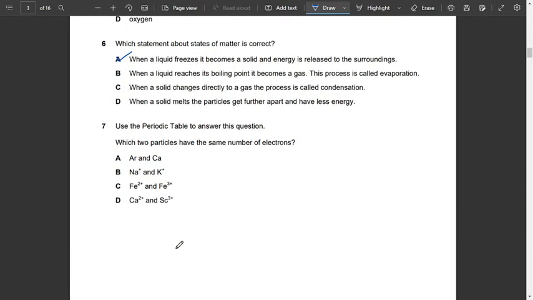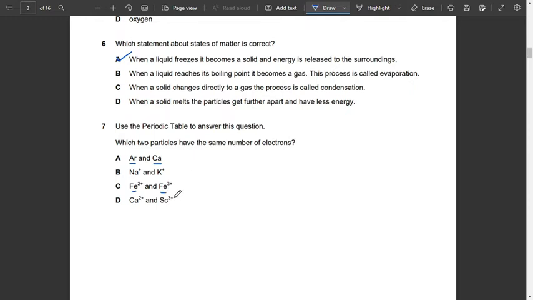Question number 7 says use the periodic table to answer this question. Which two particles have the same number of electrons? It's very obvious that A is not the right answer because this is a noble gas from group 8 and this is calcium, and they're both in their atomic neutral form. Fe2+ and Fe3+ cannot be the right answer because they're the same element with different charge. That means their numbers of electrons definitely vary. These two can be the options.